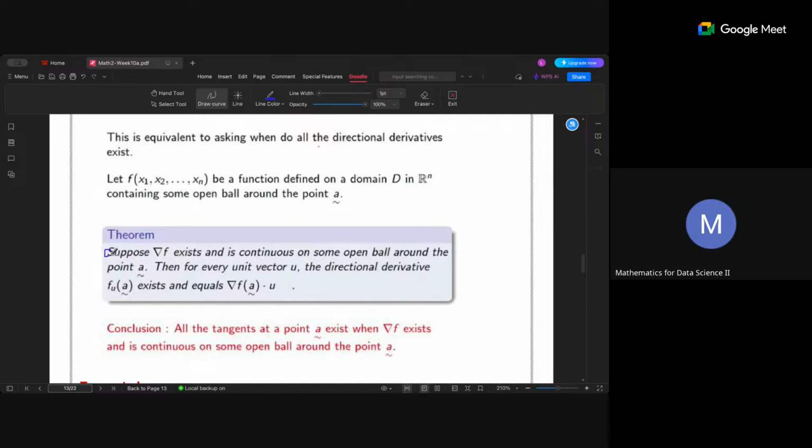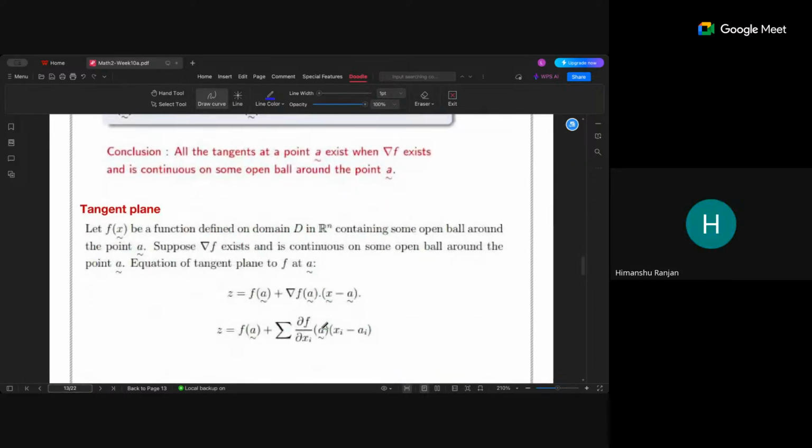This is a condition which guarantees the existence of the directional derivative at a tilde. I have already mentioned it in this lecture. So the conclusion is that all tangents at a point exist when the gradient exists and is continuous on some open ball around the point a tilde. Is that fine? So this is the condition under which the tangent at a point exists. Ma'am, can you repeat this?